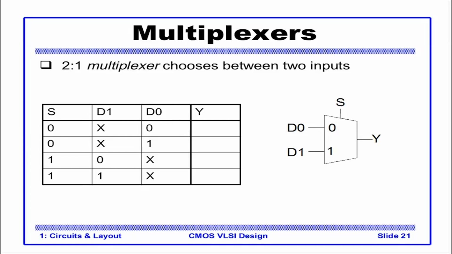Whenever the select pin is 0, no matter what happens on D1, the D0 will be passed on to Y. So select is 0, Y will get whatever is present on D0. Similarly, when select is 1, Y would get whatever is present on D1.